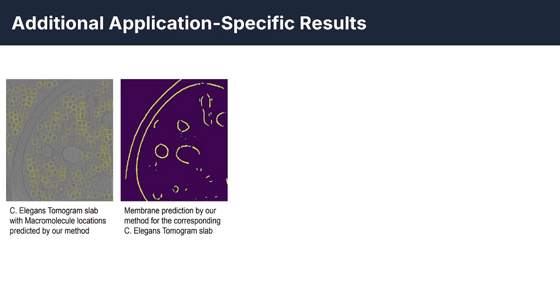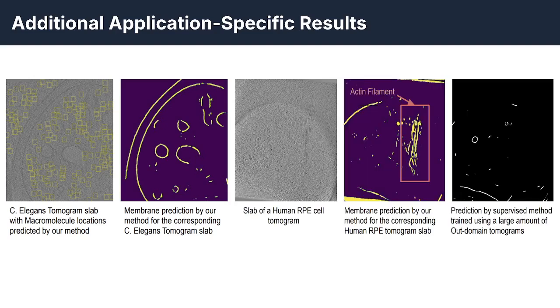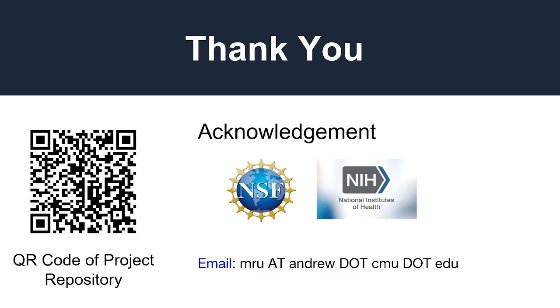Being an unsupervised method, our pipeline also generalizes across any cellular tomogram dataset, across different subcellular objects, cells, and organisms. We have segmented membranes and localized macromolecules in C. elegans tomograms using our pipeline, which shows visually reasonable results. We also applied our pipeline to segment membrane-like objects in human RPE cell tomograms. Here, our method could automatically segment actin filaments, which the supervised models trained on annotated cellular tomograms of different cell lines could not identify. All of these shows the high potential of our method in automated discovery of subcellular objects inside the cell.